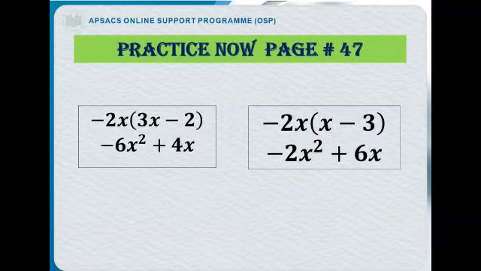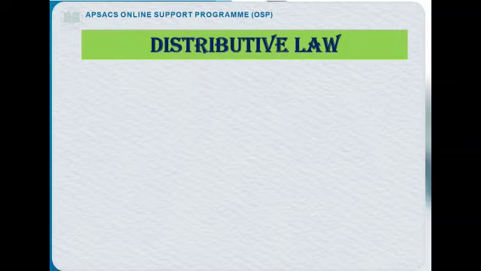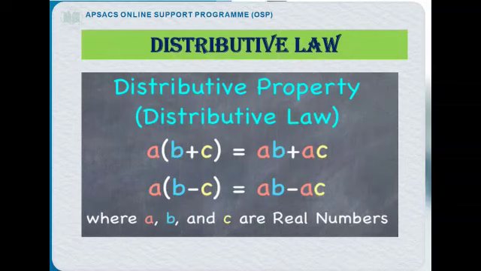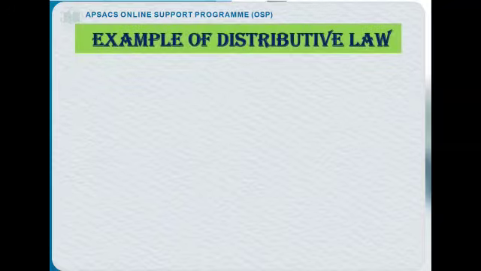So, moving forward, we are going to study the distributive law. What is the distributive law? We all are familiar with the distributive law from class 6, right? A, B plus C: A is going to multiply with C. So, AB plus AC. A multiplied with B, A multiplied with minus C. So, AB minus AC, where A, B and C are real numbers. Let's see. We are going to elaborate the distributive law with an example.